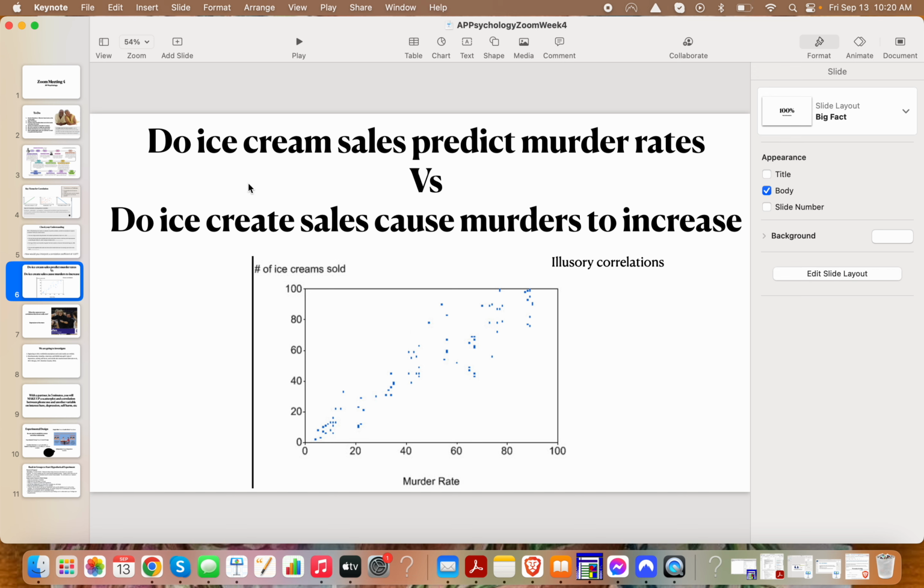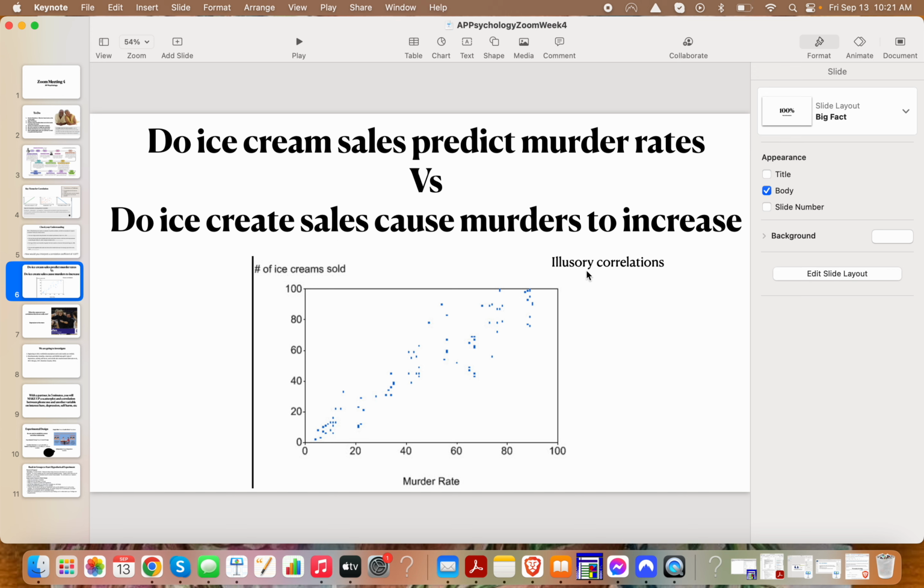And we can only say, do murder rates predict ice cream sales? If I wanted to say, do ice cream sales predict murder rates, then I'd have to make the x-axis be ice cream sold and the y-axis be the murder rates. But notice that this does not say, do ice cream sales cause murder rates to increase, or do murder rates cause ice cream sales, right?